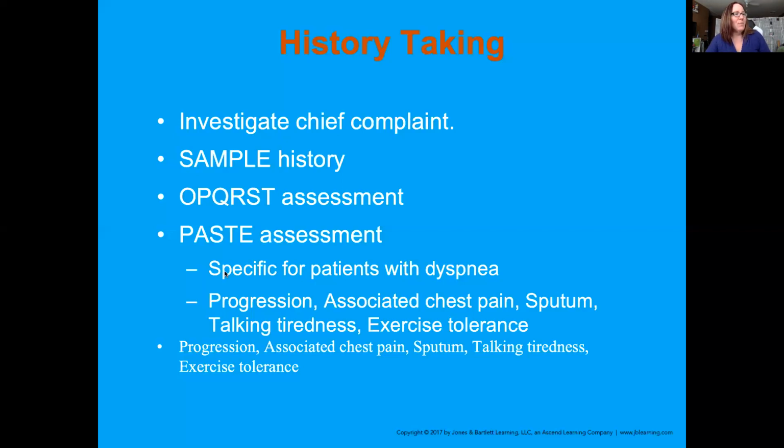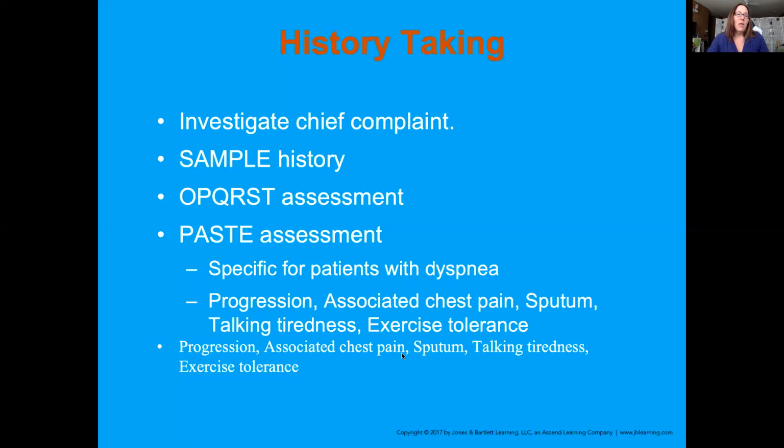The PACE assessment says just exactly what it means. The P is sputum, nasty stuff going up, okay? P is for progression of that sputum, associated chest pain, do they have sputum in general? I also ask them what color it is. I don't need to see it, but I want to know what color it is, all right? Talking tiredness: can they speak in full sentences or are they speaking 1 to 2 word sentences?